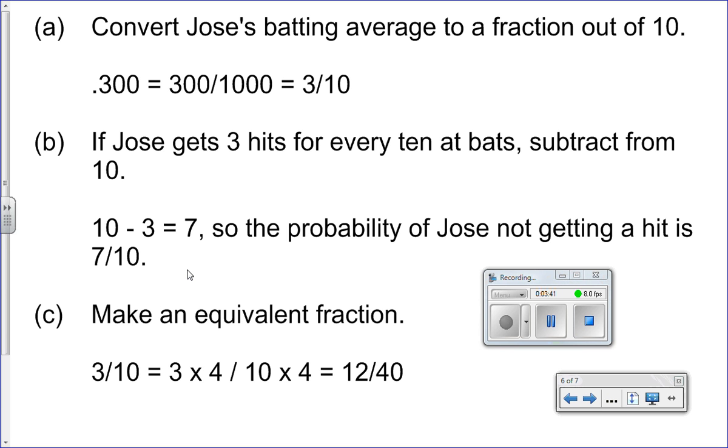And then for part C, let's make an equivalent fraction. So 3 over 10, what we're going to do is multiply both the numerator and the denominator by 4. So 3 times 4 is 12, and 10 times 4 is 40.